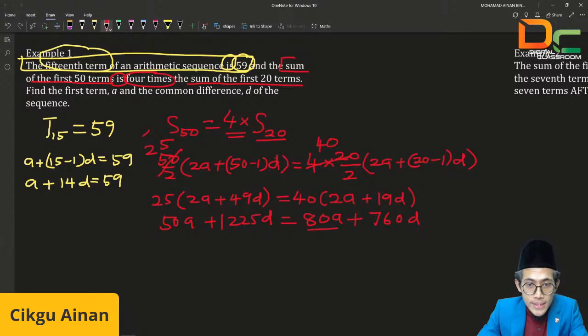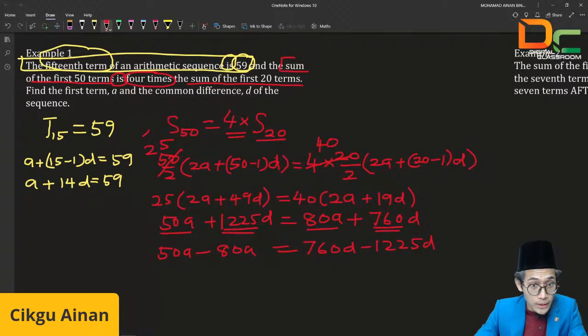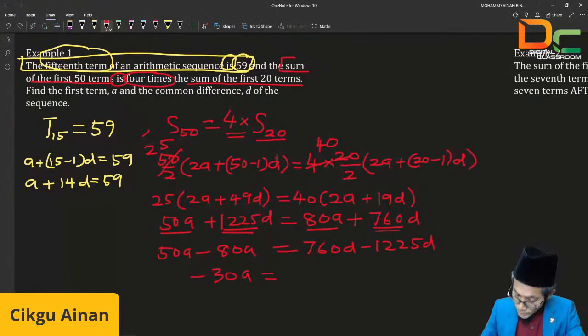So we group the A's together. This is 80A, over here is 50A, so 50A minus 80A equals, we can also group the D's together over here, so 760D minus 1225D, and then this one minus 30A. This one is too big, I use my calculator. 760 minus 1225 is minus 465D.